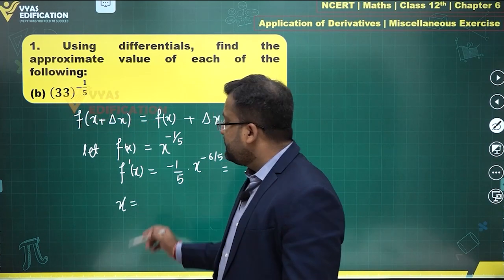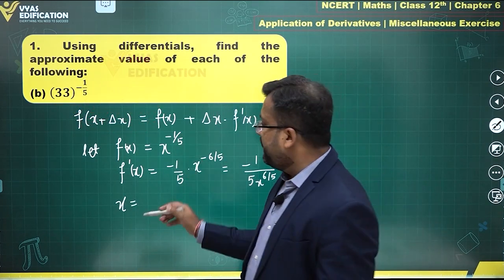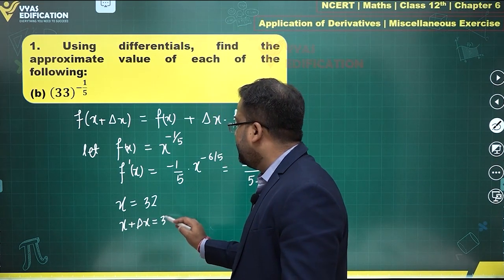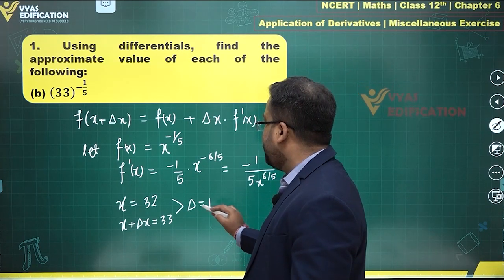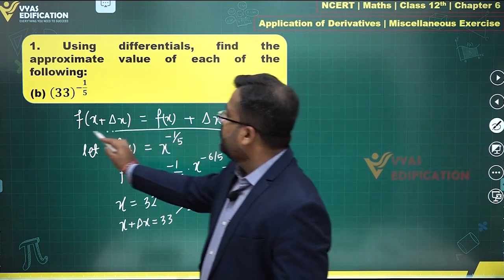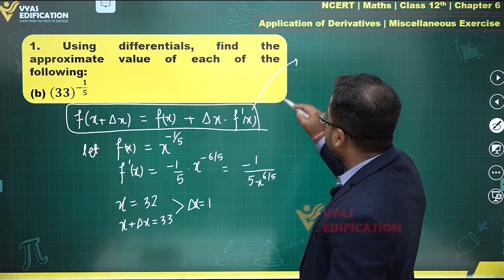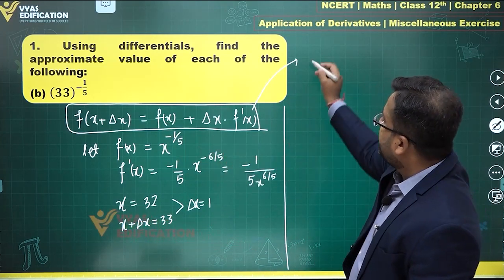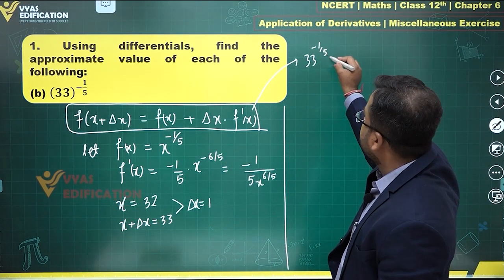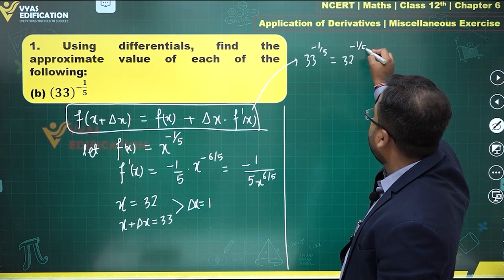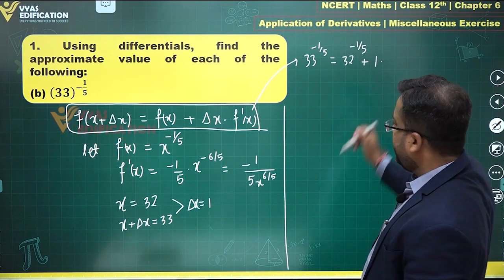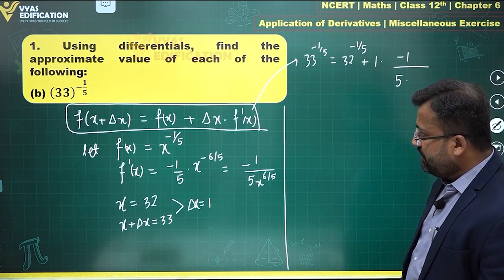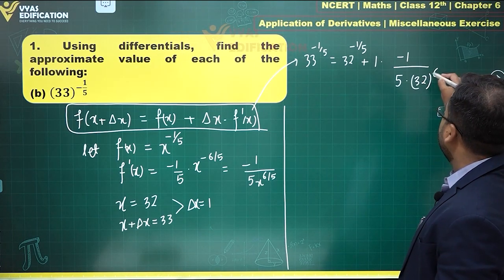What is x? x is something for which we know the power 1 by 5, that is 32, right? x plus delta x can be seen clearly, this is 33. On the basis of this, delta x is simply 1, right? And now use this formula along with the values below to derive the value. f of x plus delta x will be 33 power minus 1 by 5. 33 power minus 1 by 5 is equal to 32 power minus 1 by 5 plus delta x, which is 1 times f prime x, which is minus 1 upon 5 times x power 6 by 5. What is that? 32 power 6 by 5 in the denominator.